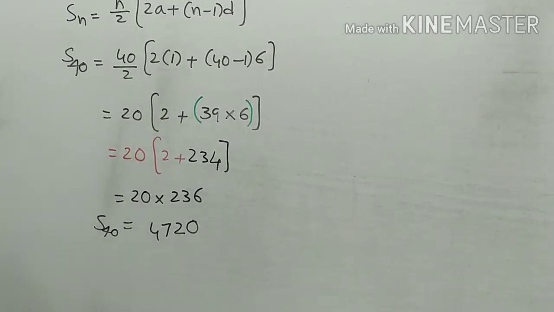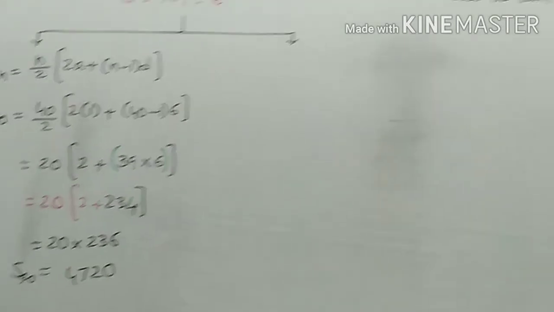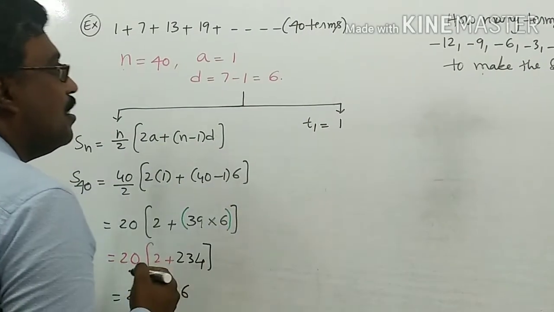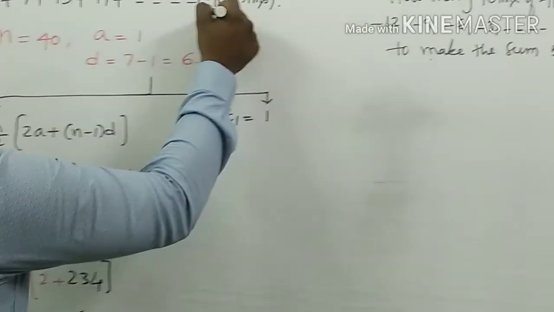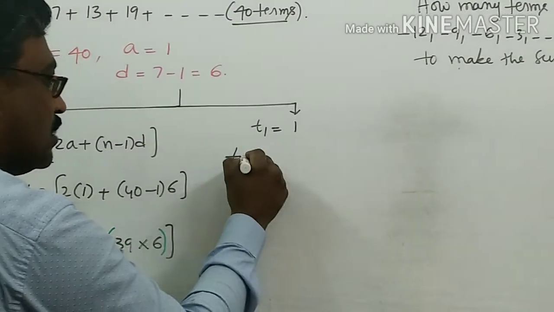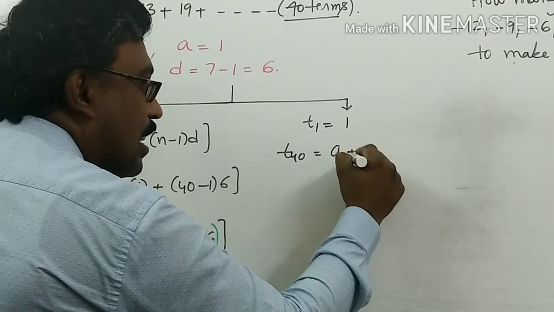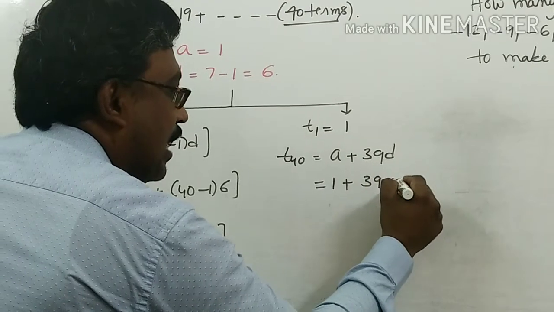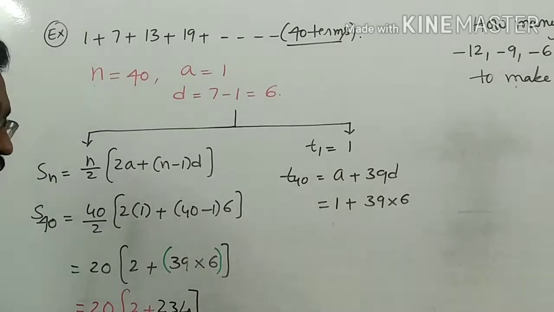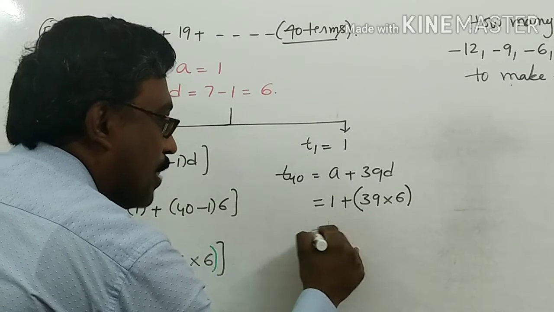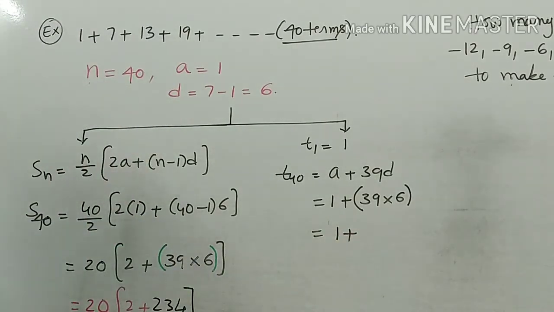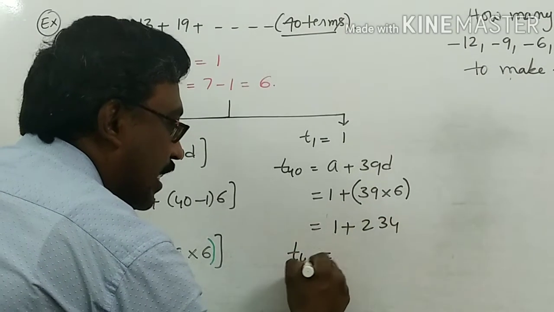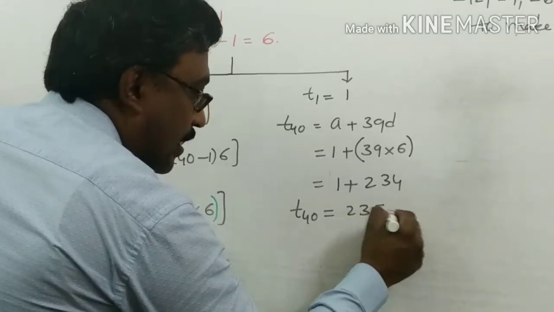This is the first method. Now I am doing the second method. What is the first term? 1. What is the last term? Last term means, 40 terms are there. What is the 40th term? a plus 39d. 1 plus 39 into d. We already found d is 6. Now we should multiply 39 into 6, that is 234. So the 40th term is 235.